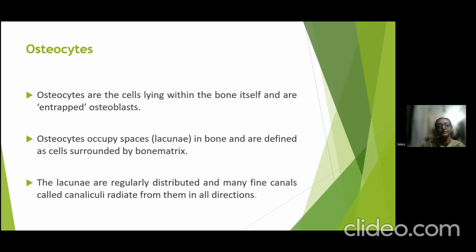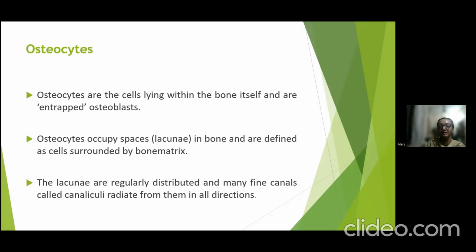So coming to osteocytes. These osteocytes are actually cells which lie within the bone itself and are also known as entrapped osteoblasts. So they occupy spaces or lacunae in the bone and are defined as cells surrounded by the bone matrix. These lacunae are usually regularly distributed, and they usually have a number of fine canaliculi which radiate from them in all directions.